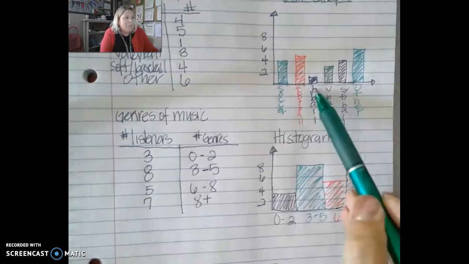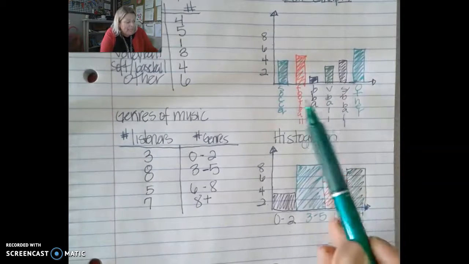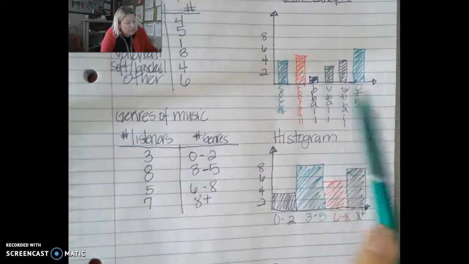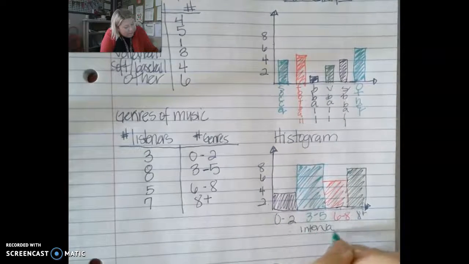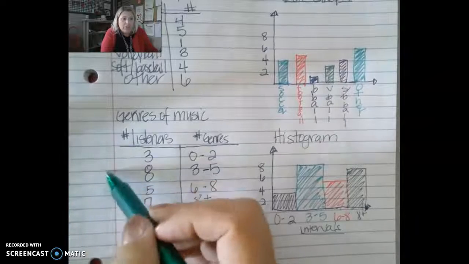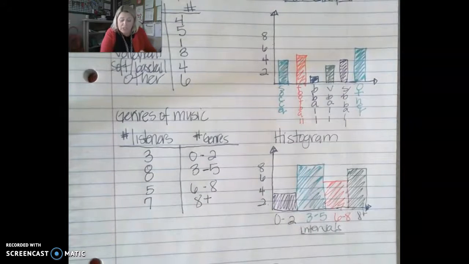So the difference between a bar graph and a histogram is that the histogram touches because there's intervals. What were these called? Intervals. So that would be a good question over here. What's the difference between a bar graph and a histogram? We're going to talk about a few more graphs later in the week.